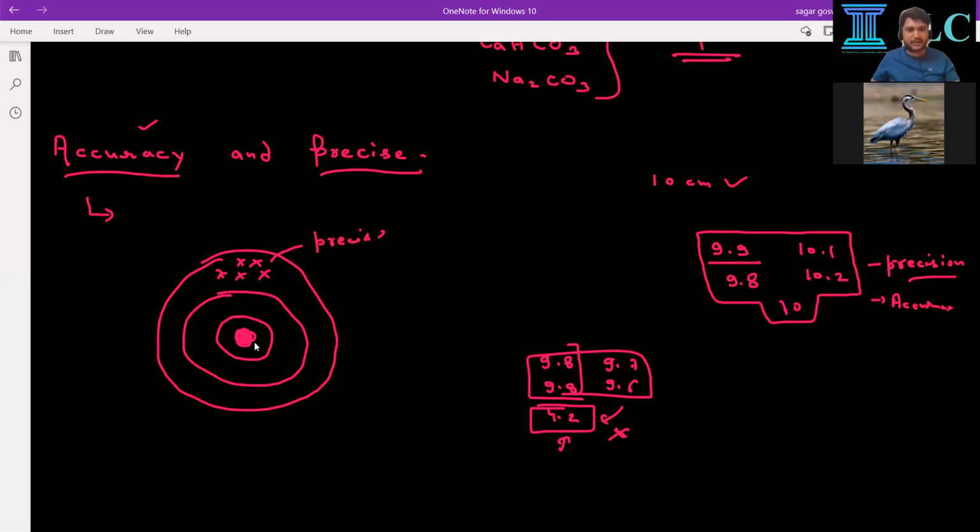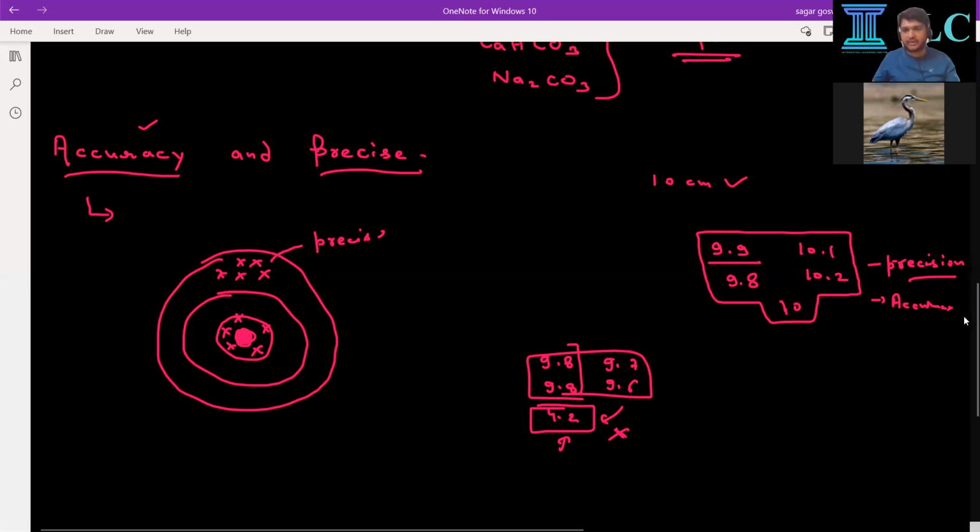Your values are like one here, one here, one here, one here, one here. It means high accuracy, low precision, or we can say a little precision is there, because it is the inner circle, so values are not so far. They are almost close to each other. Fine.